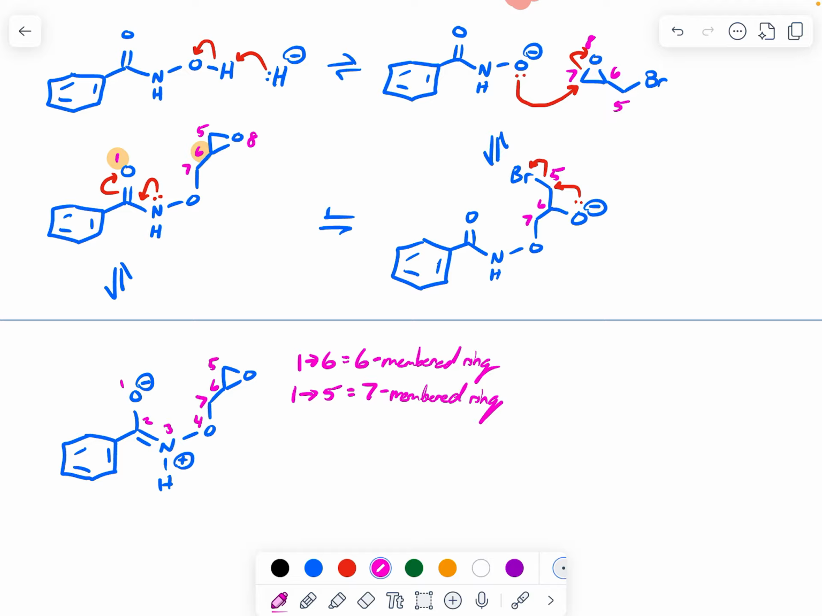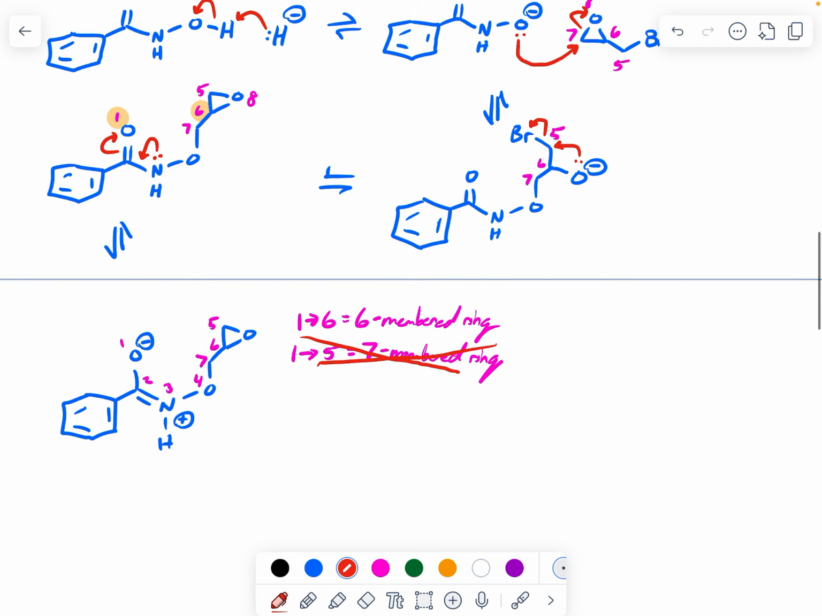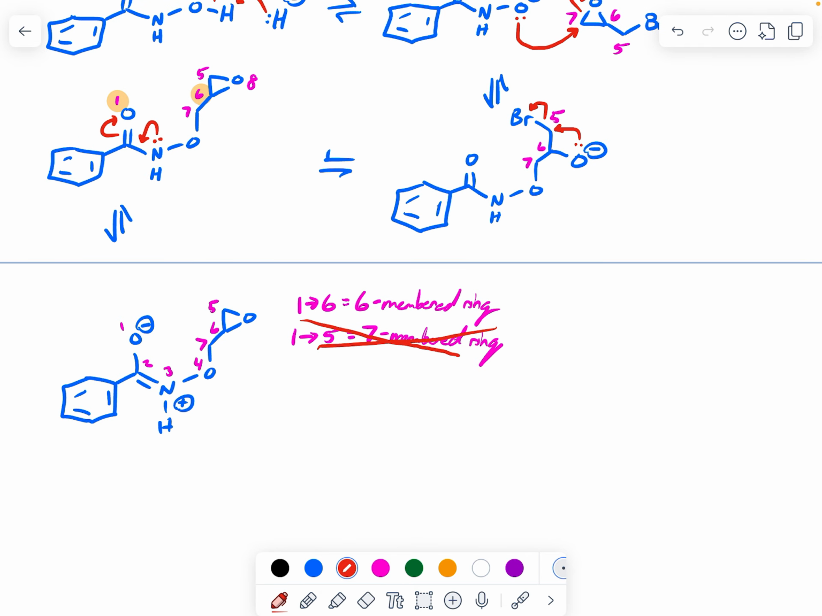Whenever we ask ourselves the question about which one of these is going to be more favorable, it's always going to be the 6-membered ring. So even though 1 to 5 would typically be what we would follow the rules of, because this would be similar to a basic epoxide ring opening, the rules about formation of rings actually takes over here. A 6-membered ring is more stable than a 7-membered ring in terms of a transition state, and therefore it's more likely for us to form the 6-membered ring than the 7.